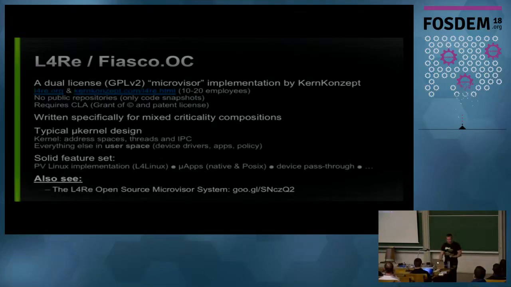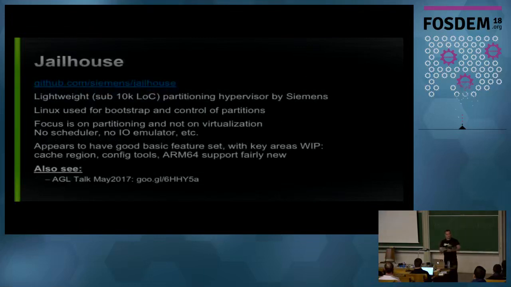But, you know, this could go somewhere. Another one which occasionally comes up here is Jailhouse. It's relatively lightweight, less than 10,000 lines of code. It's a partitioning hypervisor. It comes from Siemens. Community-wise, relatively small. I think 80% of all the code seems to come from one developer.